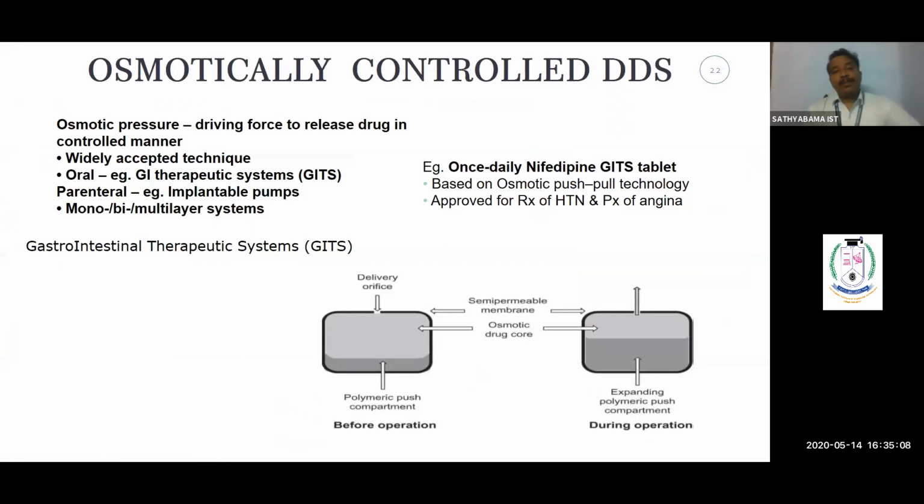Okay, so the next type is what we call an osmotic controlled drug delivery system. Osmosis is a process where there are two different conditions and a membrane present, and from a higher concentration to a lower concentration, the drugs will be moving. It can be taken orally, or it can be used as pumps. Here you can find a delivery orifice, a polymeric push compartment, and a semi-permeable membrane present inside. During operation, this moves up so that the compound is released into the targeted site.